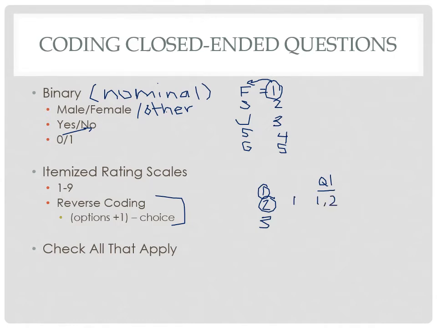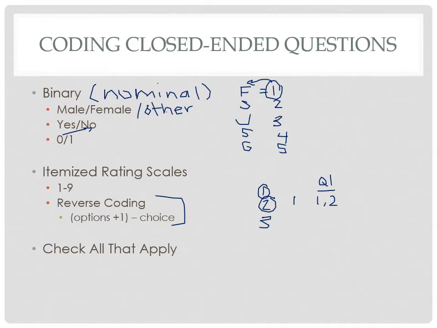We could enter 1, 2. The problem with that is that a comma is not a number. So SPSS would not look at this and recognize that respondent 1 circled 1 and 2. They would look at this and say this is a word. They wouldn't be able to recognize what was happening, and they wouldn't be able to do any analysis.